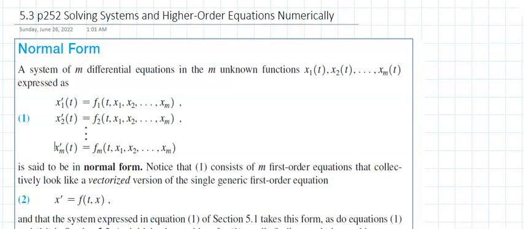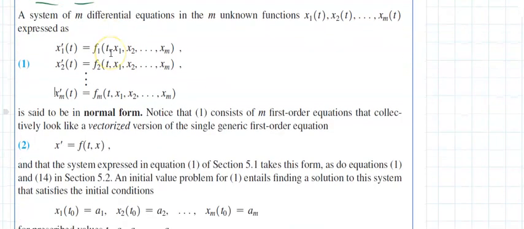5.3 is on page 252, talks about solving systems and higher order equations numerically. They talk about the Euler method, Runge-Kutta method. We're going to focus on the normal form. That's what we're going to need when the time comes.